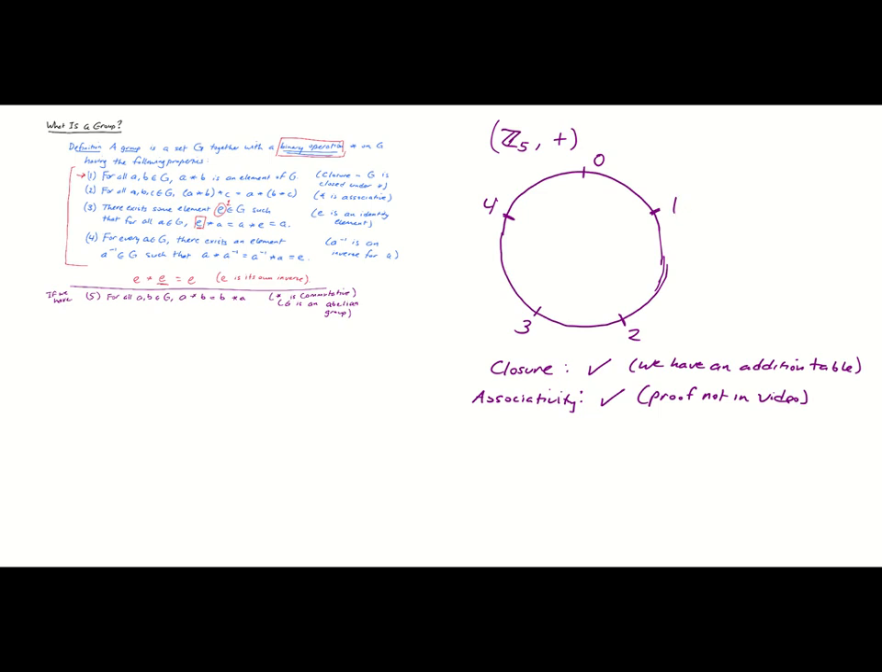The reason that we know Z mod 5 addition is associative is because it is sort of filtered down from addition of integers, which we know to be associative. So I'm not going to go into any more detail on that right now. I'm going to focus on verifying the other properties.